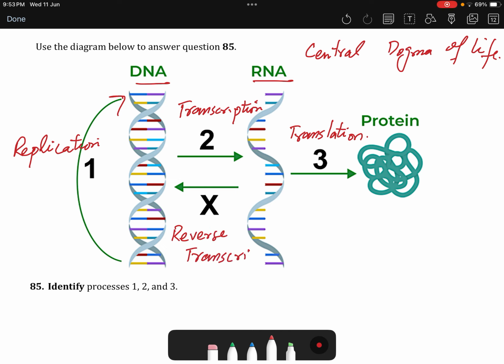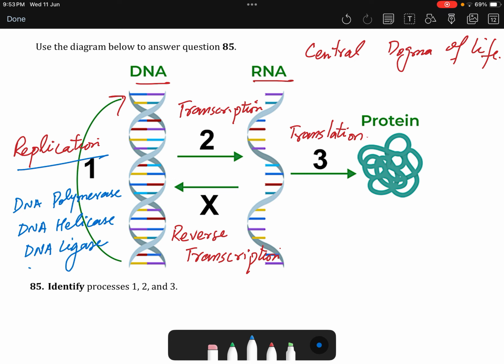Now, since we are over here, we can quickly discuss the role of the enzymes on top of the same diagram. For replication, you mainly need DNA polymerase. The most important enzyme is DNA polymerase. Of course, you need DNA helicase and also DNA ligase over here, and DNA topoisomerase also, which will control the over twisting. Okay, so topoisomerase.